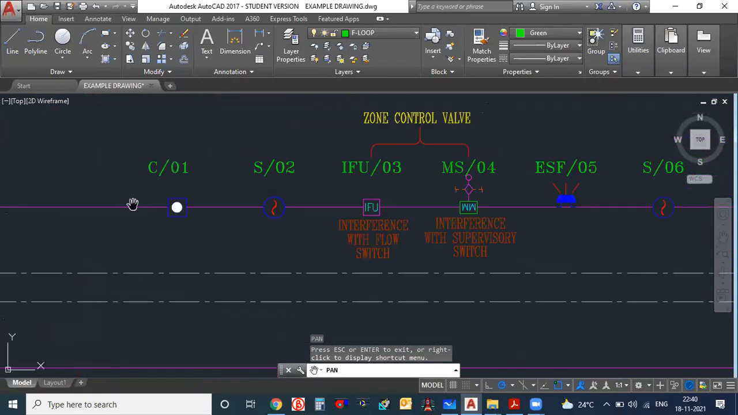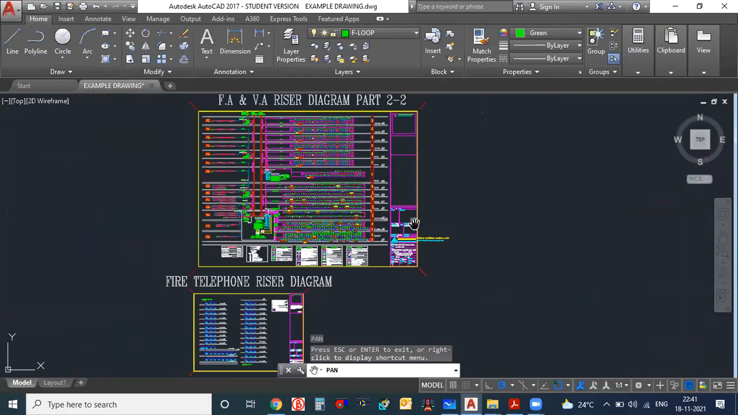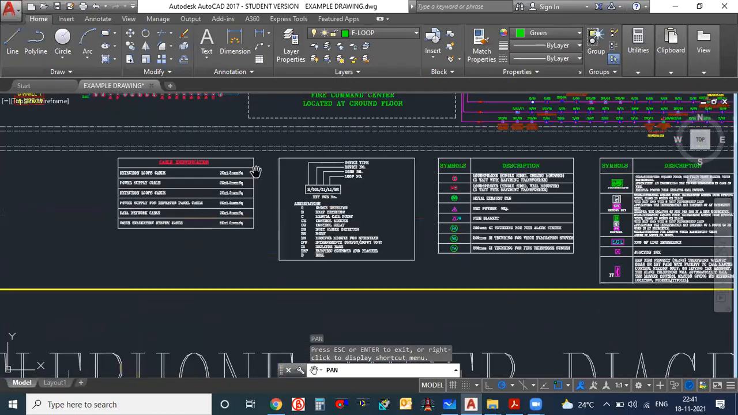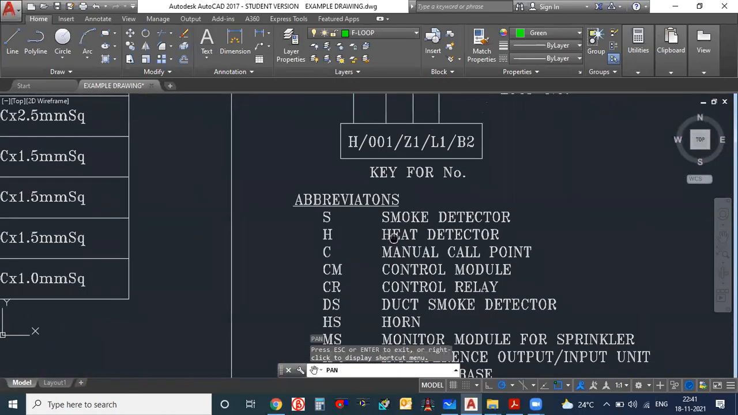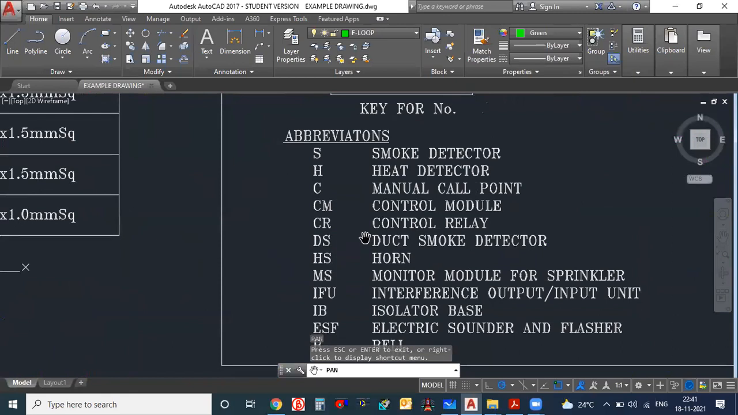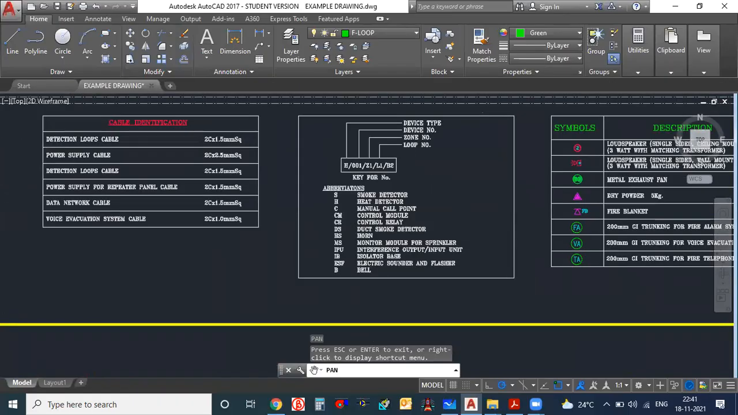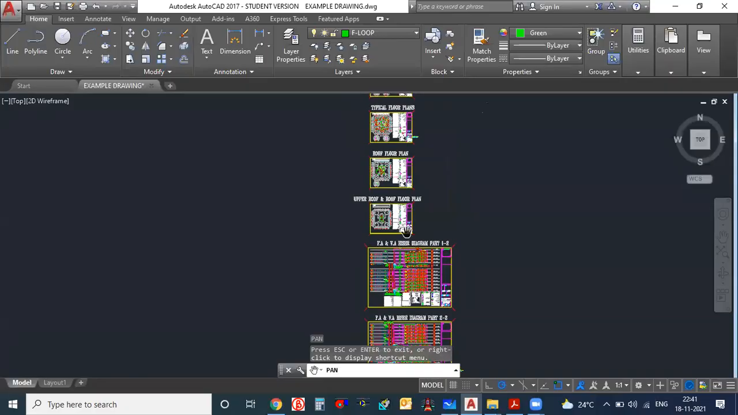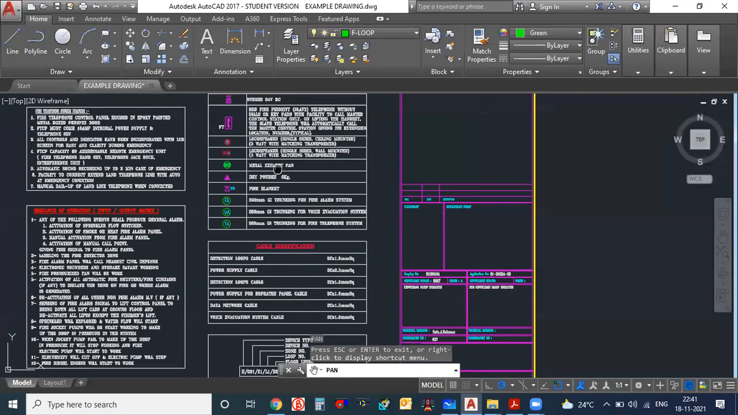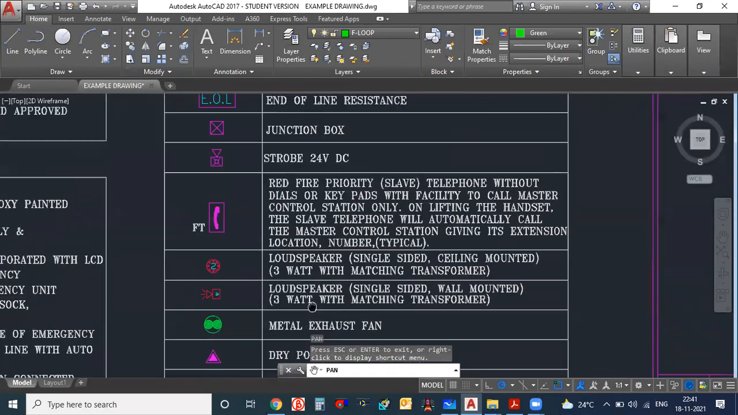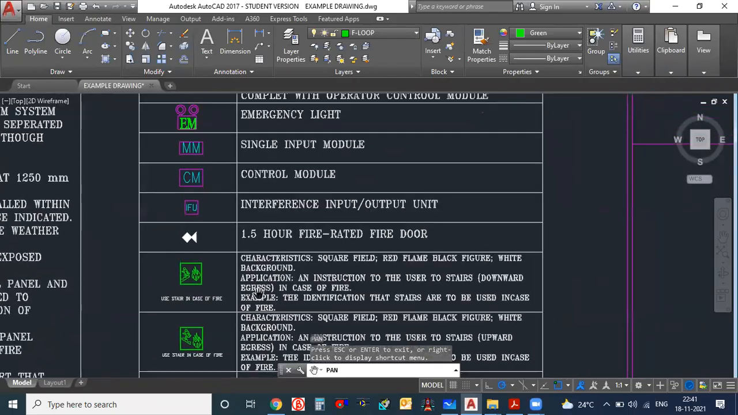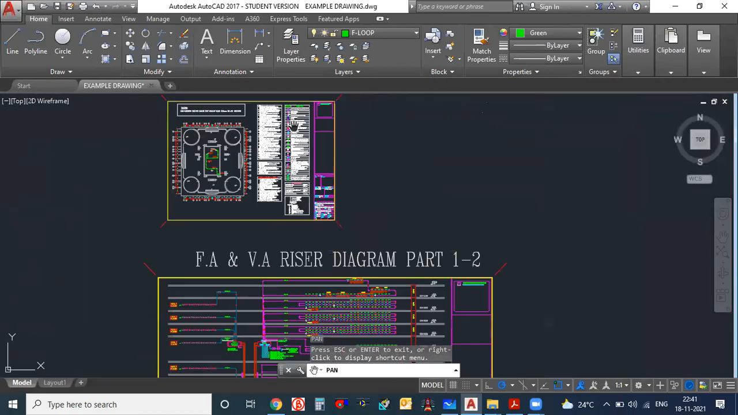Now let us try to understand what CS is from our legends. Somewhere we will have a legend drawing also. From there we will see the abbreviations. C should be ceiling speaker. Check it. C should be the control module. CS ceiling speaker, it should be. No, here it is written actually. CS or CM? CM is control module. See here, CS is given as control module.